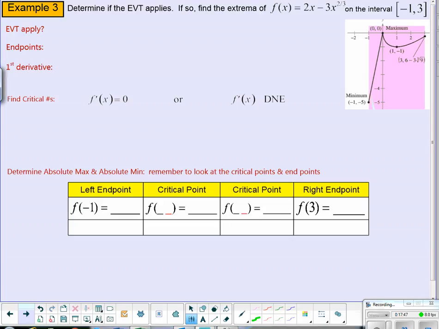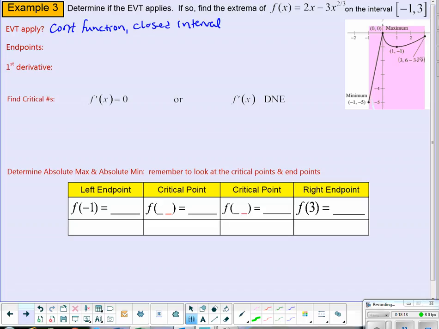Example 3, determine if the EVT, which stands for extreme value theorem, applies. If so, find the extrema for the function on the given interval. Notice it's a closed interval, -1 to 3. Well, does the EVT apply? Two things have to happen: we have to have a continuous function, and it has to be on a closed interval in order to guarantee that extreme values do exist.